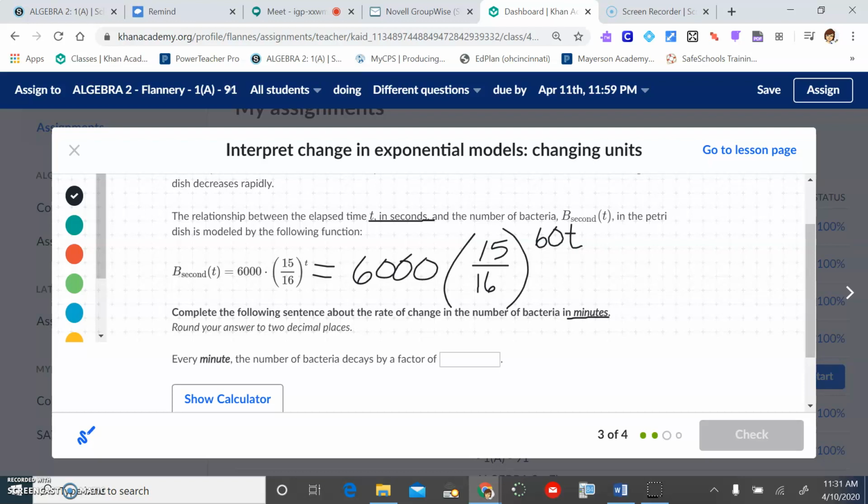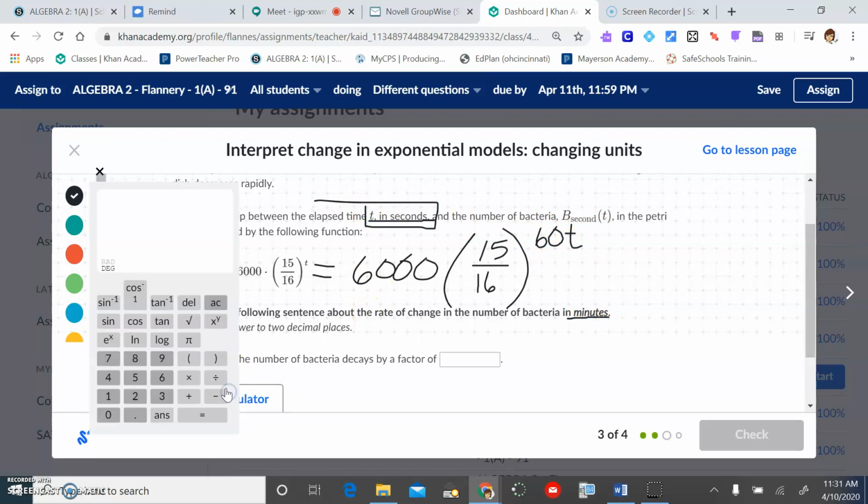Okay? 60 of that time in seconds, 60 of these seconds to give me 1 minute, okay, because this time was in seconds. So we grab the calculator, we do, okay, parentheses, 15 divided by 16, whoops, wrong button. And we raise it to the power of 60, and that gives us our new factor.